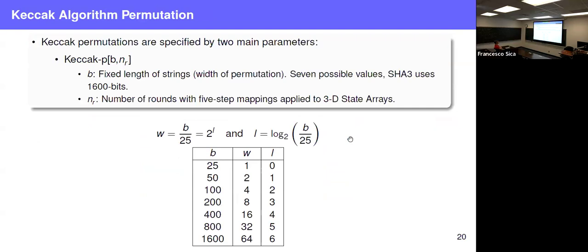And the Keccak algorithm has 2 main parameters, named B, and B represents a fixed length of a string. In SHA-3 we use 1600 bits as our B, and the number of rounds in SHA-3 will be 24 rounds, and each round contains 5 step mapping functions.